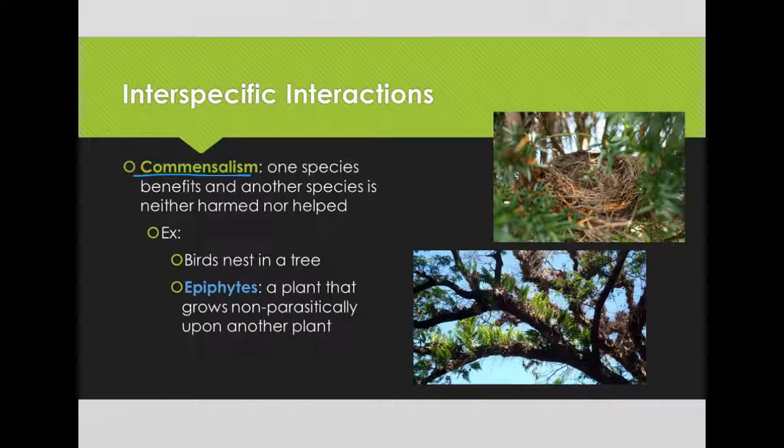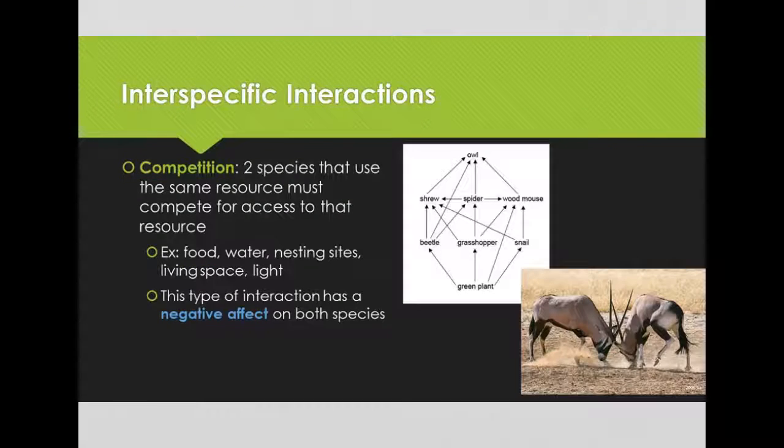Commensalism is another symbiosis. One species benefits and another species is neither harmed nor helped. So, for example, birds that nest in a tree, the birds are helped, the tree doesn't care. Epiphytes are a plant that grows non-parasitically upon another plant. So it is not taking any resources from that plant, it is just living on the plant. So one benefits, one is neither harmed nor helped.